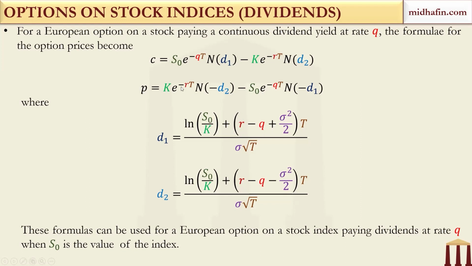If it's a futures contract, then we know that for a futures contract, the return is the same as the risk-free rate. So that means both S naught and K will be discounted at the risk-free rate. And here it will be R minus R, because Q is replaced by R. So the formula reduces to ln of S naught by K plus sigma square by 2 times T divided by sigma root T. Okay, that's how the formula changes.